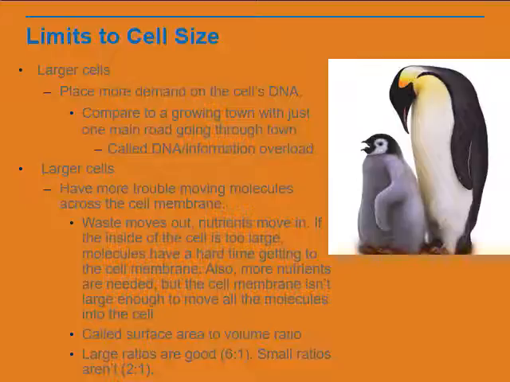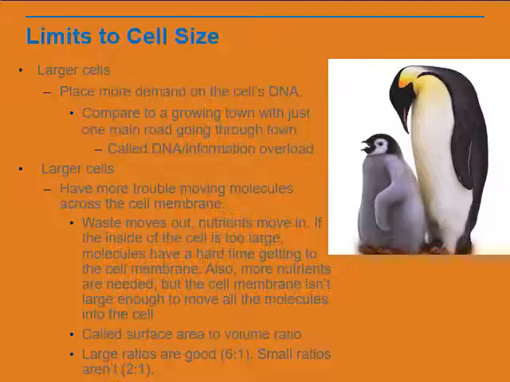Why is it that the cells have to go through this thing called division, or even reproduction? All right, because think about it: larger cells place more demands on the cell's DNA. What does that mean? As a town grows larger, it doesn't add a certain amount of residents per centimeter. So regardless of how large that town gets, the mayor is still the mayor, just like the cell. As large as the cell gets, it still has one DNA, one nucleus. So pretty much everything that the cell needs to survive still goes back to that same nucleus or DNA.